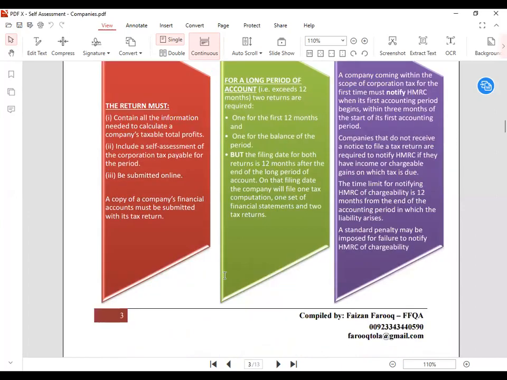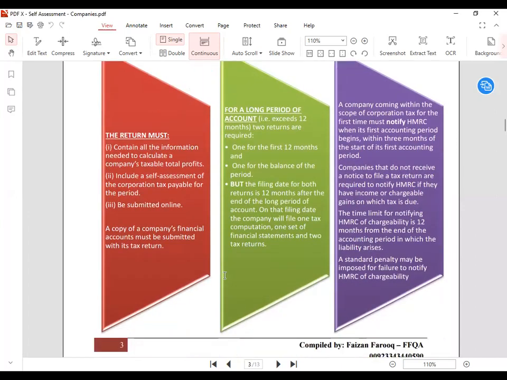The next thing is this green box. This green box is very important.